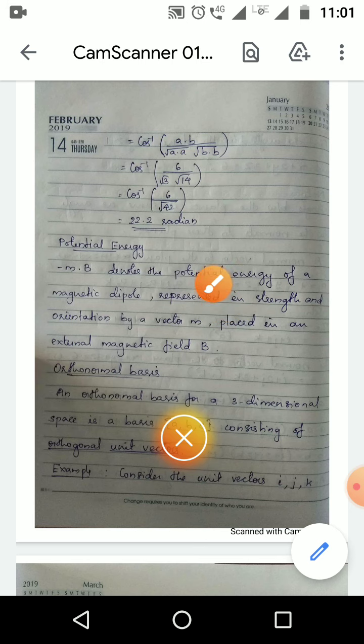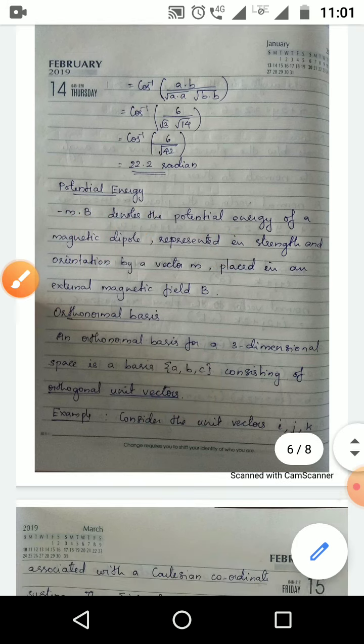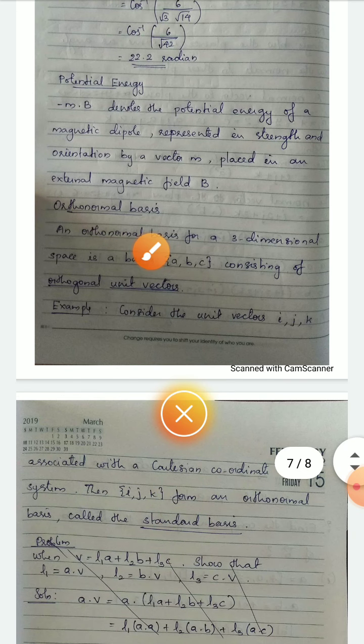The potential energy of the magnetic dipole is given as minus m dot B. There are no problems connected to that. Third one is orthonormal basis. Okay, definition of orthonormal basis.